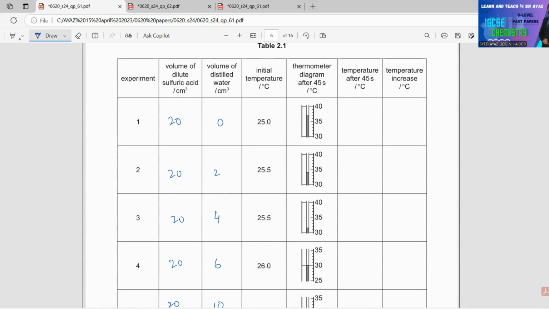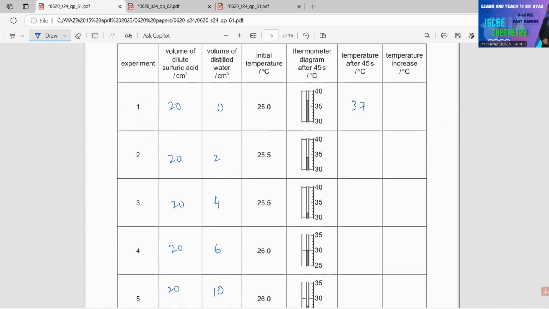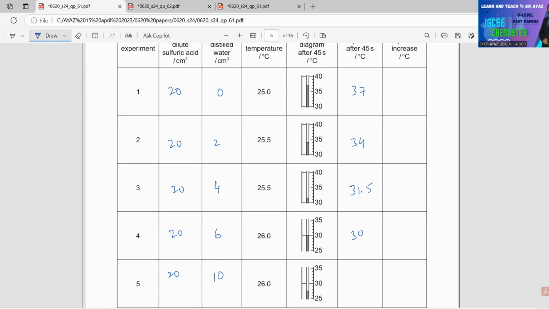What about the temperature after 45 seconds in each experiment? Looking at this scale, in the first one, you have 37 degrees centigrade. So I will write 37 here. Second one, we are having 34 degrees centigrade. In third, we are having 31.5. Fourth, we are having 30 degrees centigrade. The last one is 25, 26, 27, 27.5.